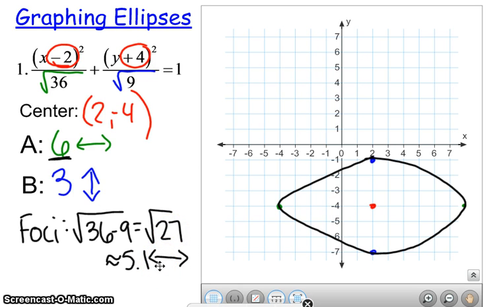And since the foci have to lie inside the ellipse, it has to be on the major axis. So we need to count left and right from the center. So left 5.1 gets us here. Right 5.1 gets us right here.